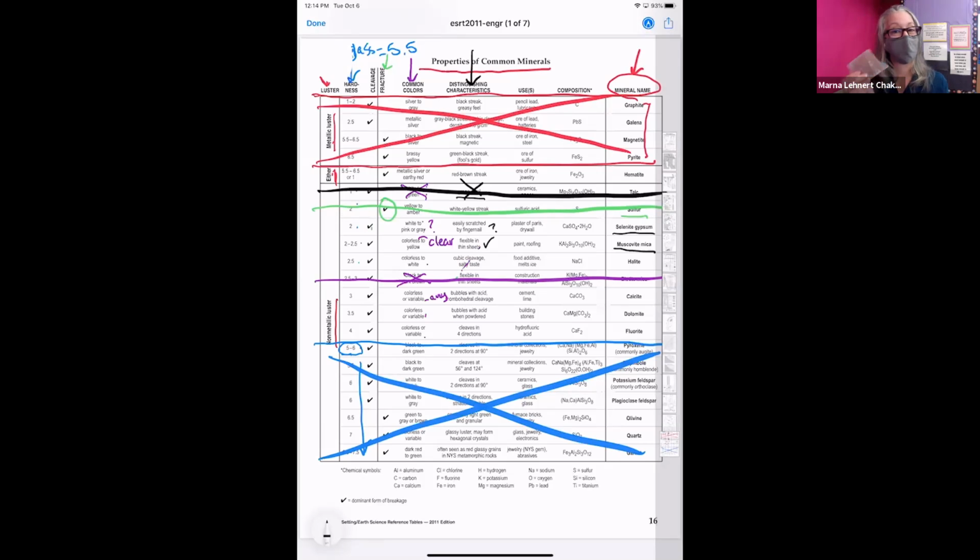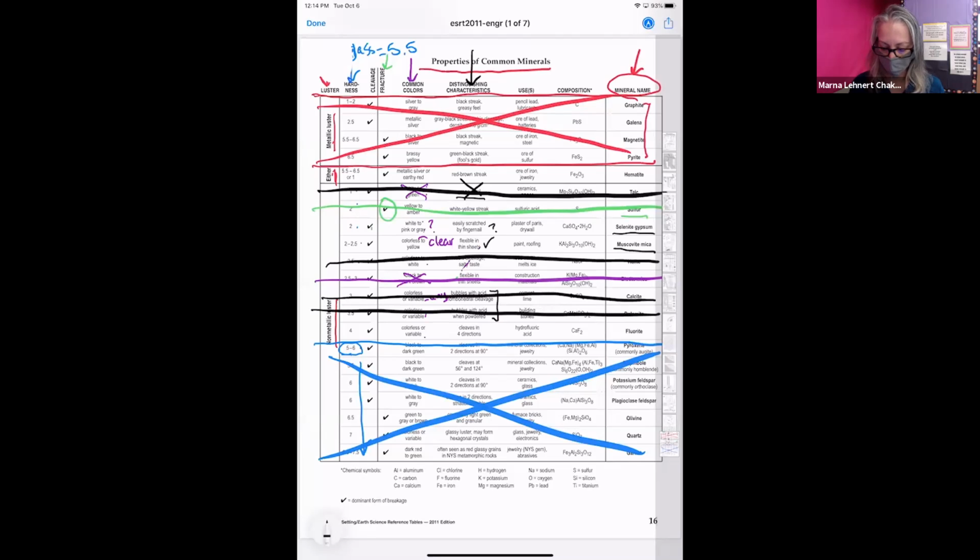I will tell you that I know that this one does not taste salty from previous experience, okay? So we're gonna cross that one off. It is not halite, okay? We're left with 3 other ones. And 2 of them say bubbles with acid. Did that bubble with acid? No. So I know I can cross those off.